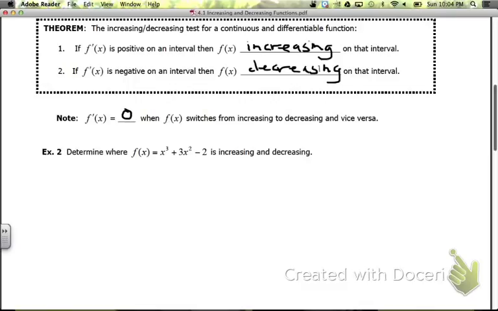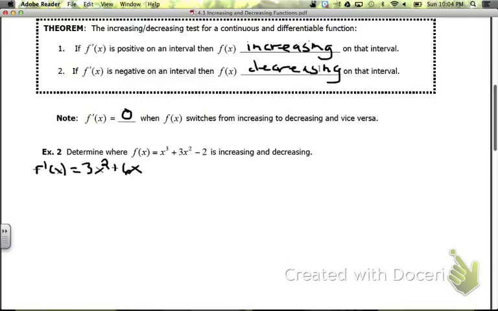So example 2 here, or actually example 1, sorry. We want to determine where f of x equals x cubed plus 3x squared minus 2 is increasing and decreasing. Our first step here is to find our derivative. So our f prime of x is going to be equal to 3x squared plus 6x.